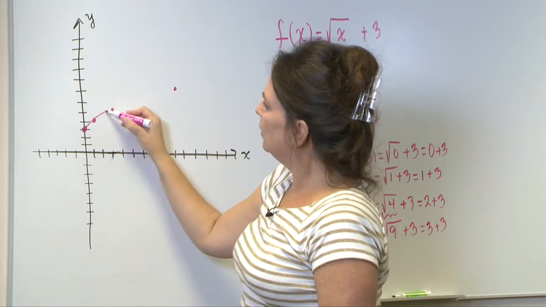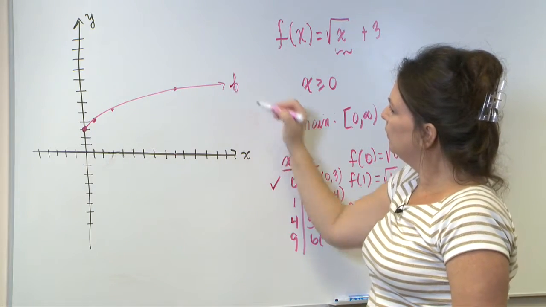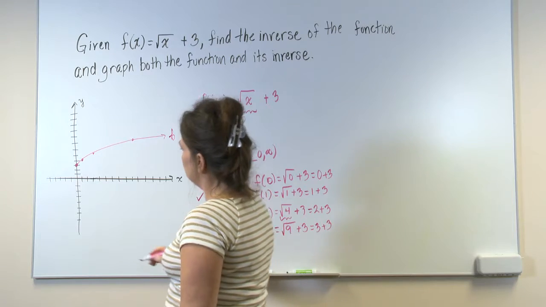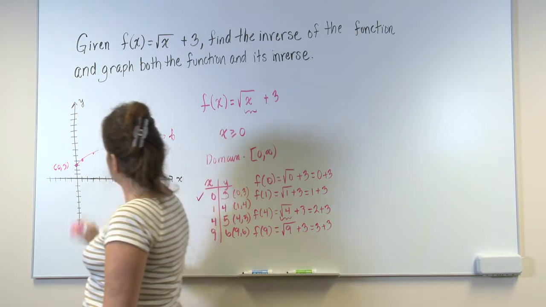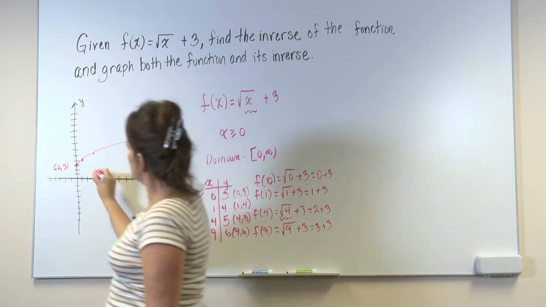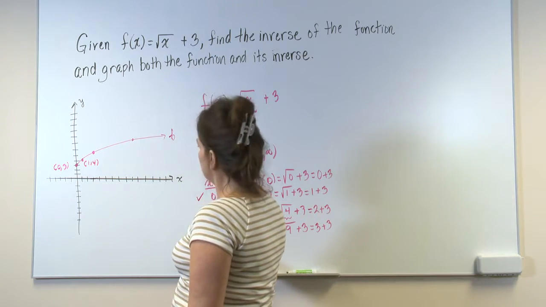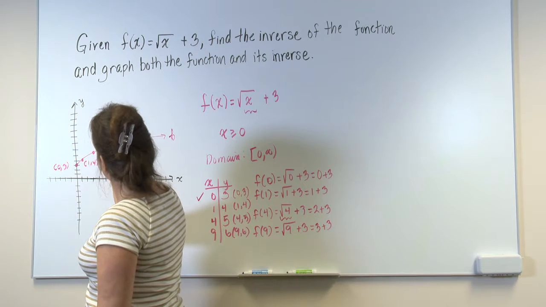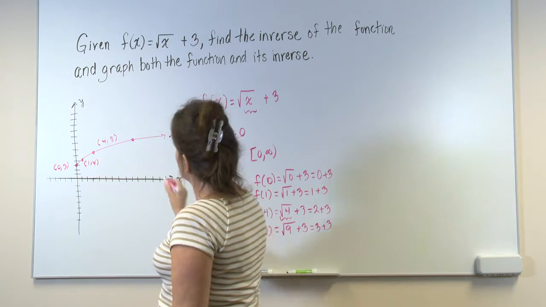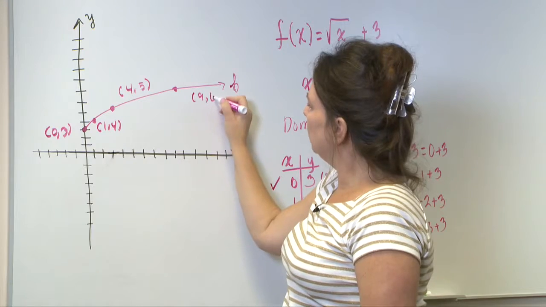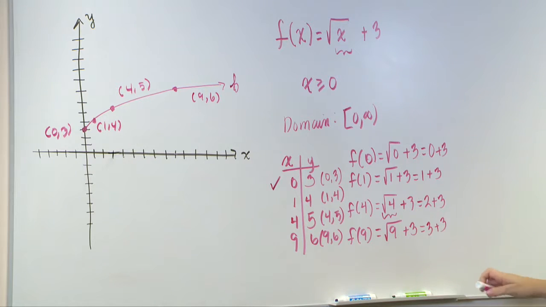And so if I draw that graph, this is the graph of f. And I'm going to go ahead and label these points. So this is the point 0, 3. The second point is the point 1, 4. The third point is 4, 5. And the fourth point is the point 9, 6. Now, that's the graph of f of x.